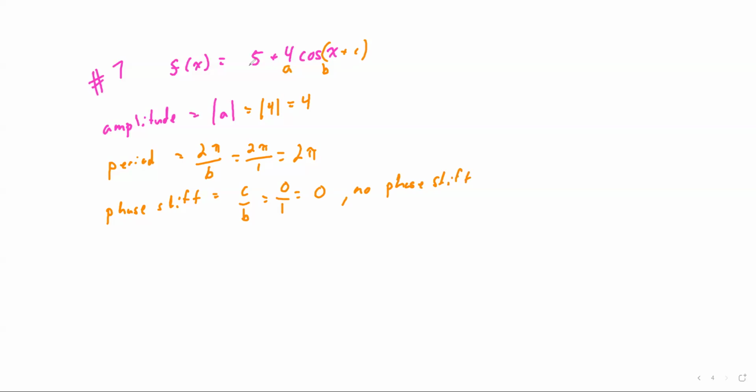Okay, but one thing to note here that we didn't see: this value right here would shift when we talk about graphs up and down. So what we would do with this value is we would add it to the y value. All right.